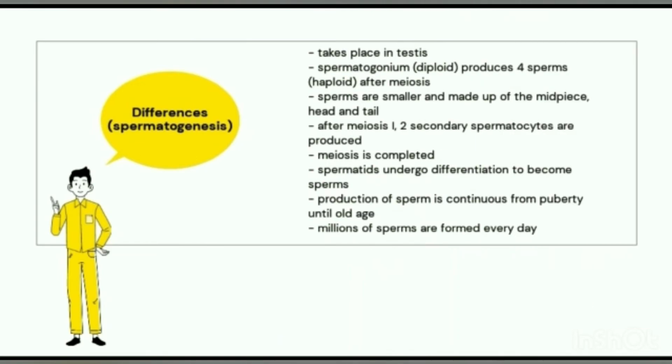Differences. Spermatogenesis takes place in the testes. Spermatogonium, diploid, produces 4 sperms, haploid, after meiosis. Sperms are smaller and made up of the midpiece, head, and tail. After meiosis I, 2 secondary spermatocytes are produced. Meiosis is completed. Spermatids undergo differentiation to become sperms.